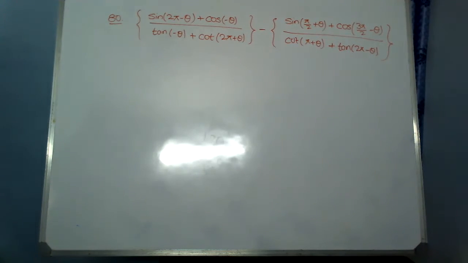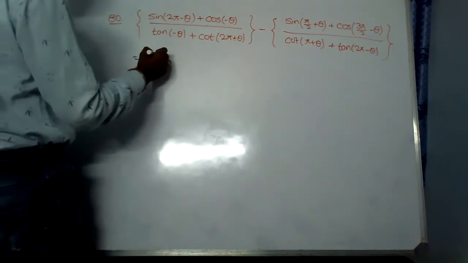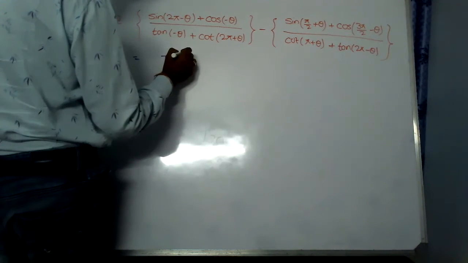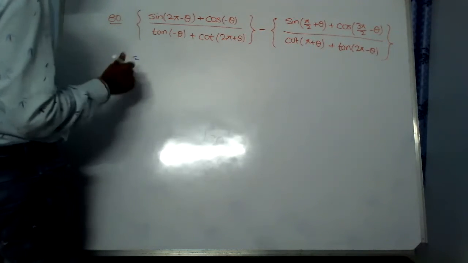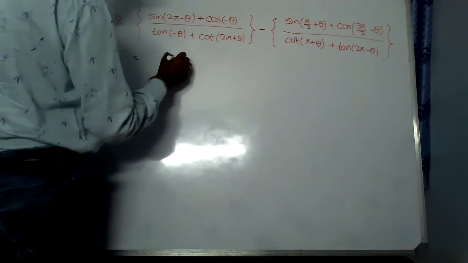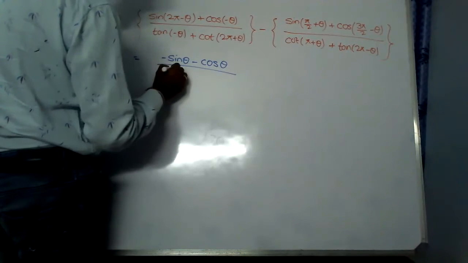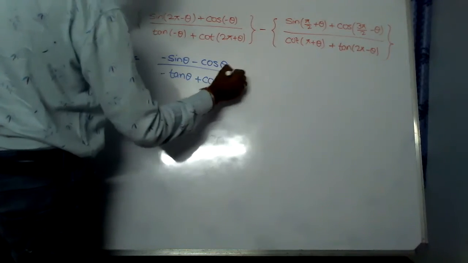So we'll go with that. First we'll write this much. We know that sine 2 pi minus theta, 360, is minus sine theta. Cos minus theta is cos theta. Divided by tan minus theta, which is minus tan theta, and cot 2 pi plus theta is cot theta.